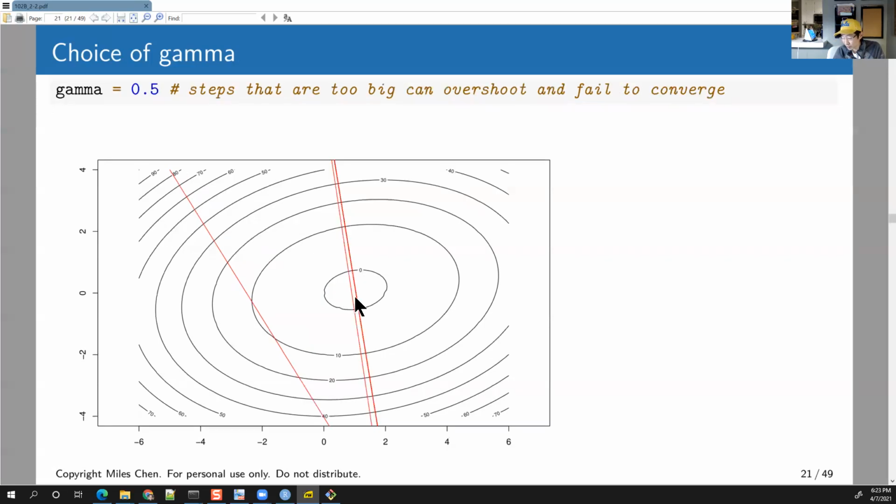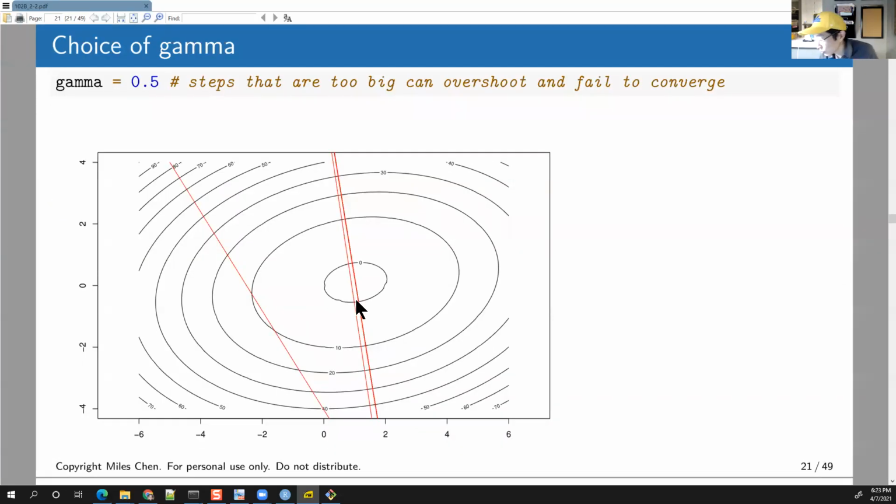Sometimes, however, your steps get so big that you can end up overshooting and you'll fail to converge. Imagine you're on one side of the valley and you ask, which direction do I need to go? We need to go in that direction. Not only do you take a jump, but you jump so far that you end up on the other side, actually farther away from the bottom.